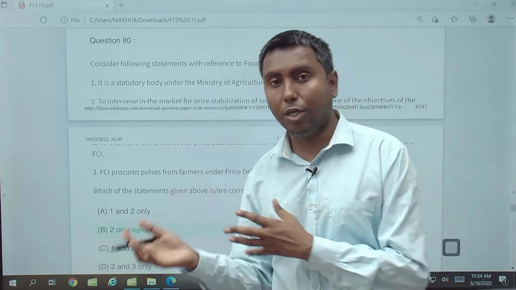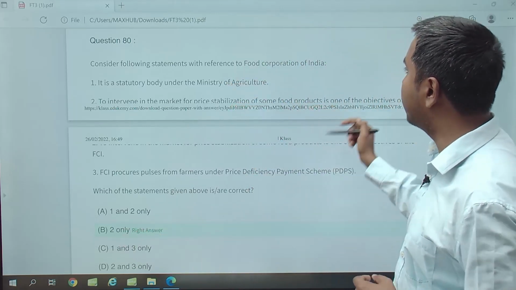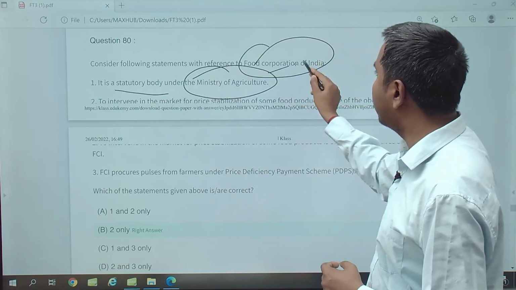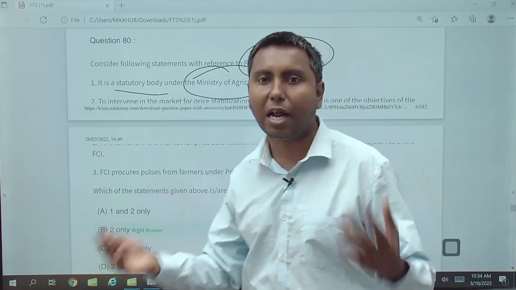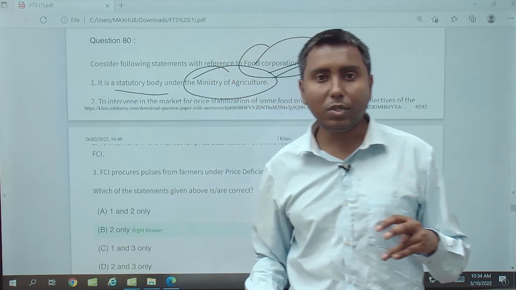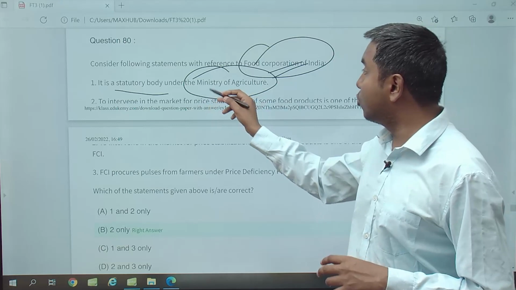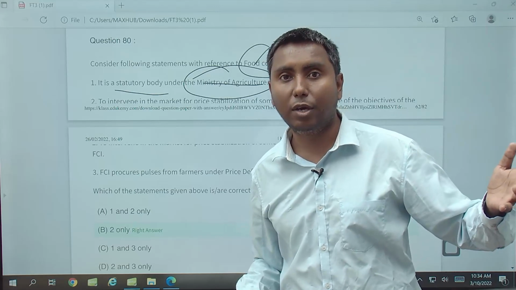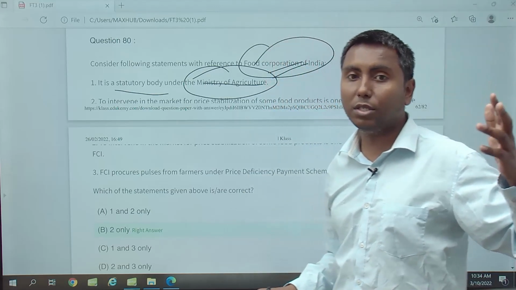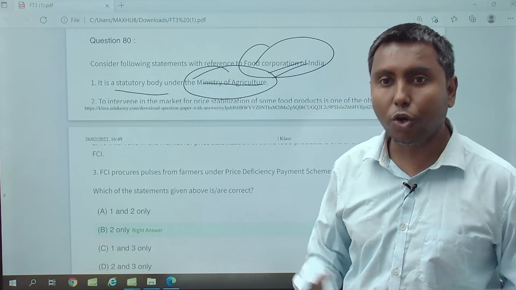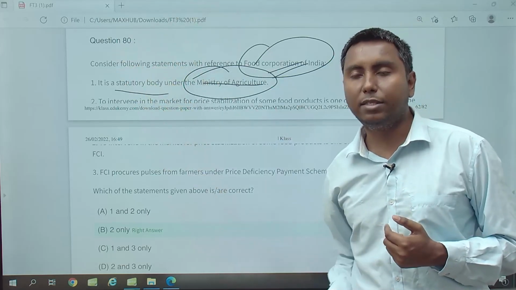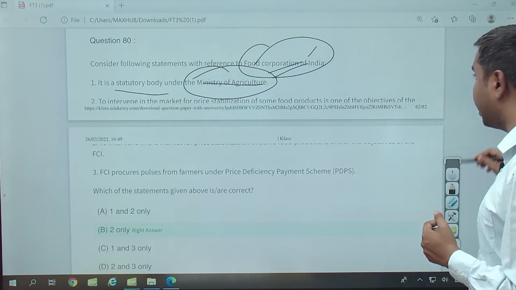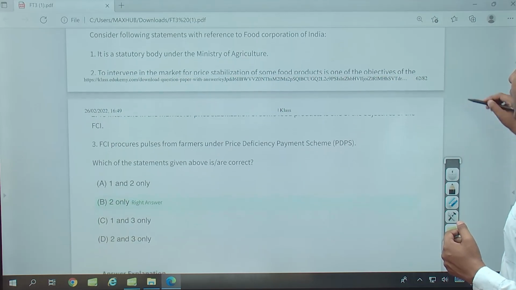Consider the following statement with reference to the Food Corporation of India. It is a statutory body under the Ministry of Agriculture. Now, the Food Corporation of India's job starts after harvesting, normally. So the Food Corporation of India is not a body under the Ministry of Agriculture. It is a body under the Ministry of Consumer Affairs, because its job is to procure food and then give it to consumers.